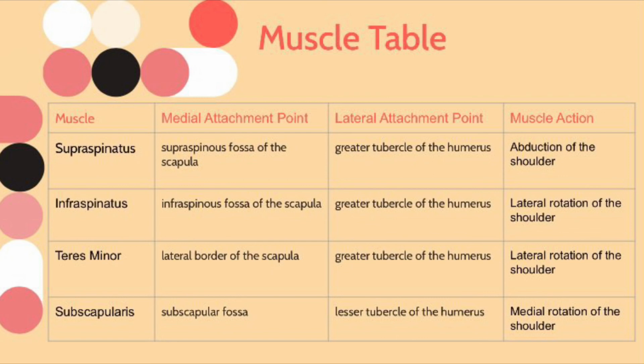The infraspinatus muscle connects medially at the infraspinous fossa of the scapula, laterally at the greater tubercle of the humerus, and its action is the lateral rotation of the shoulder. The teres minor connects medially at the lateral border of the scapula, laterally at the greater tubercle of the humerus, and its action is lateral rotation of the shoulder. And the subscapularis connects medially at the subscapular fossa, laterally at the lesser tubercle of the humerus, and its action is the medial rotation of the shoulder.